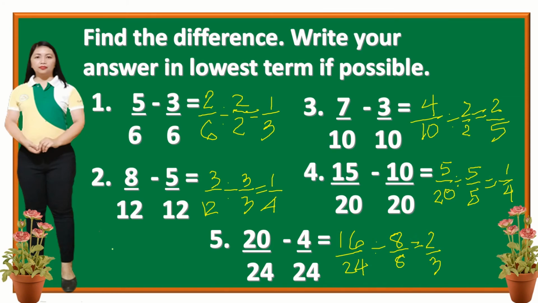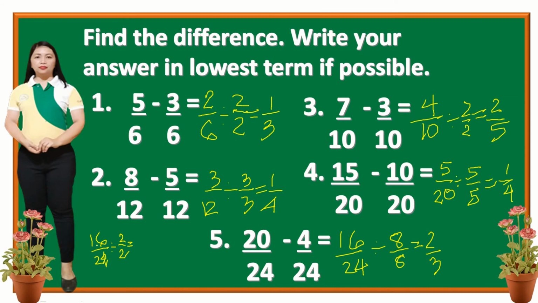Mom, what if the answer now is 16 over 24, and I divided it by 2 only? Okay, if you have divided it by 2 only, you still have to simplify it. If it is still big, you simplify, you reduce it. You will divide it again until you reach 2/3.